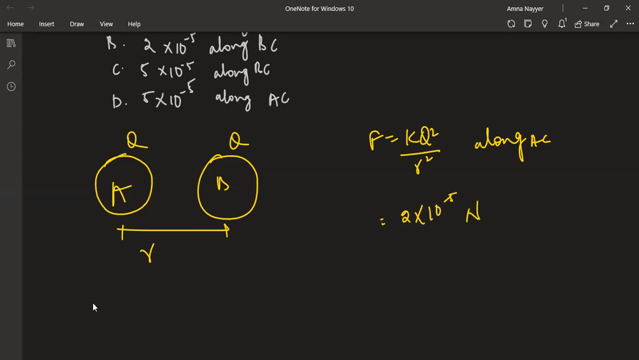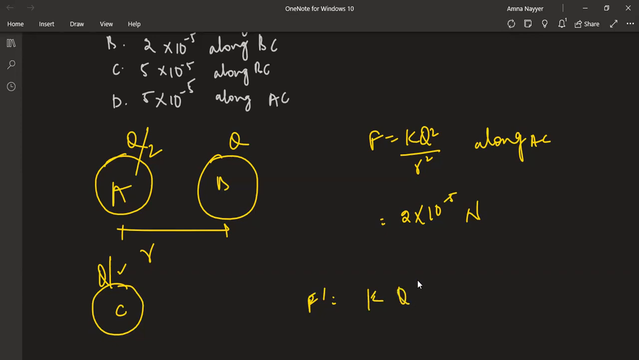Next, if uncharged C touches A, this charge will become half. This will also become half. Hamza, direction is not correct. Direction is wrong. So now when the force will come, this will become K, Q by 2 and Q by 2 whole square.